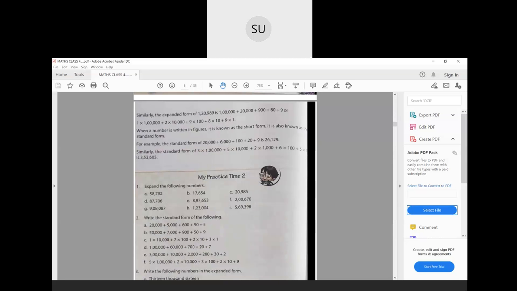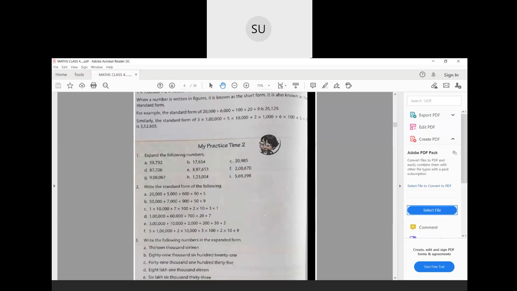Now standard form. When a number is written in figures, it is known as the short form or standard form. So 20,000 plus 6,000 plus 100 plus 20 plus 9, which is 26,129. So this is the standard form of this expansion.